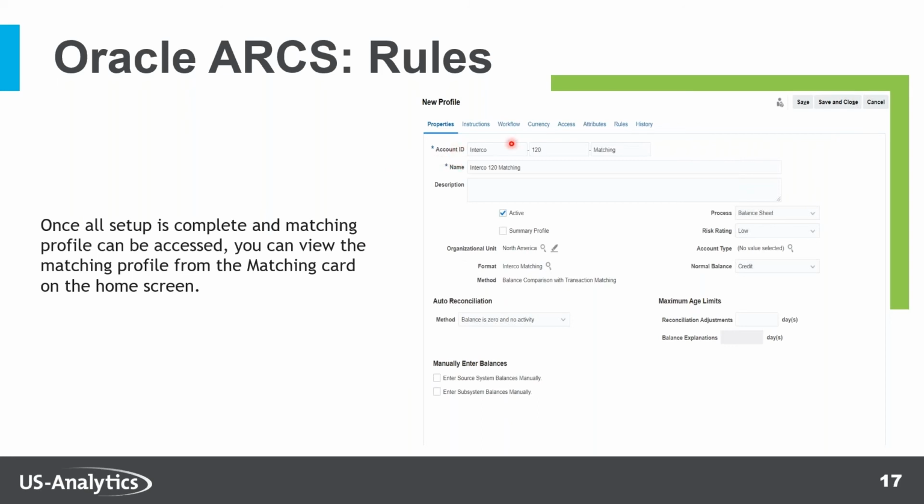So we're tying our account entity combination, adding this format, and adding the profile attributes that we were just looking at on the previous screen, the balance comparison with transaction matching. This is what ties everything together. You're bringing in all the pieces, all the calculations, all the rules, all the attributes, everything you've created. You now assign it to a profile, and these are the profiles that drive your reconciliations.